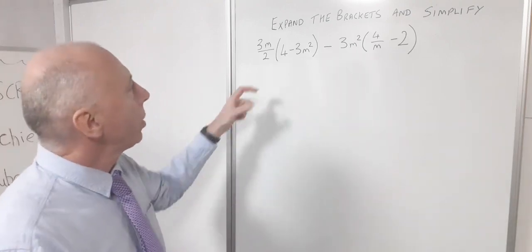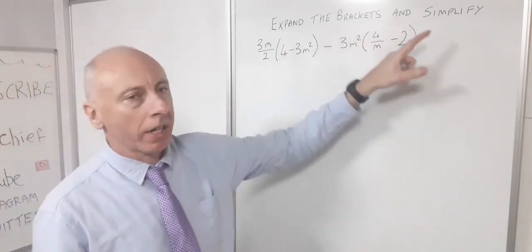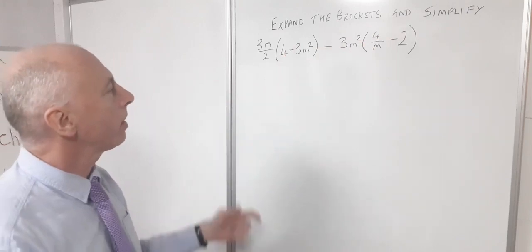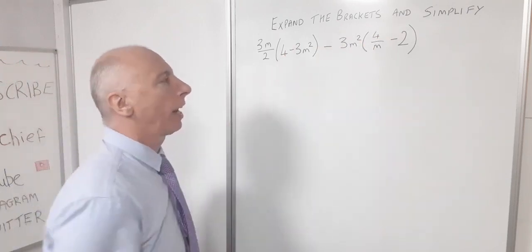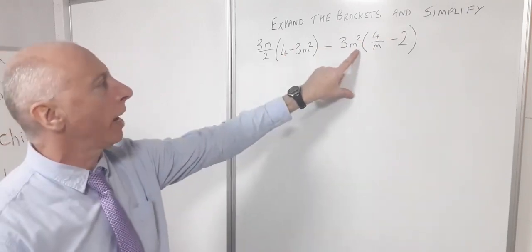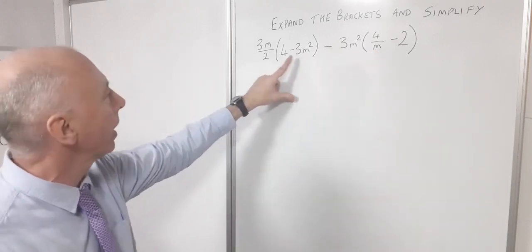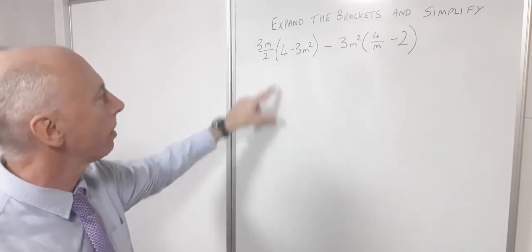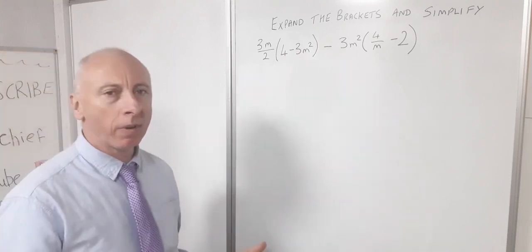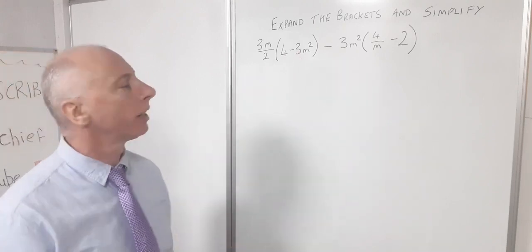So I've got an expression here. I need to expand the brackets and simplify it. Now this is quite a complicated looking expression. I've got m squared, I've got a fraction inside the brackets, I've got an m squared in the brackets and a fraction outside the brackets. But the rules when we're expanding brackets still apply.